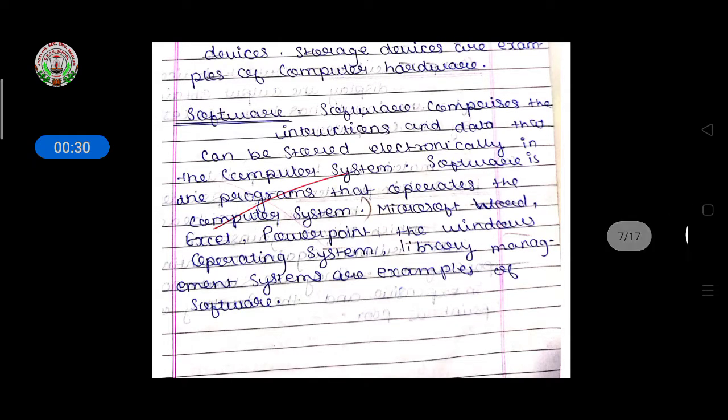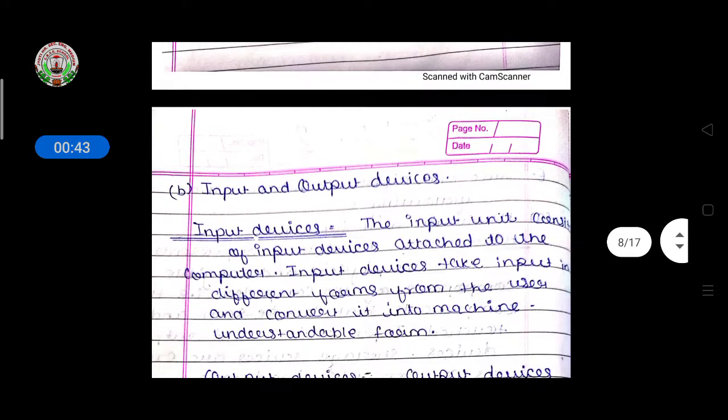Then software comprises the instructions and data that can be stored electronically in a computer system. Software is a program that operates the computer system. Only up to system you have to write the answer.